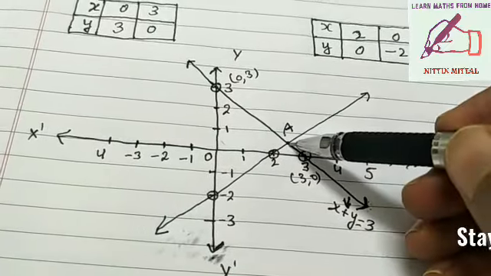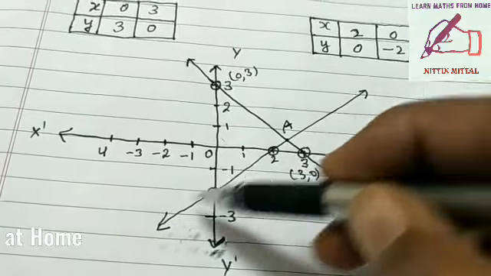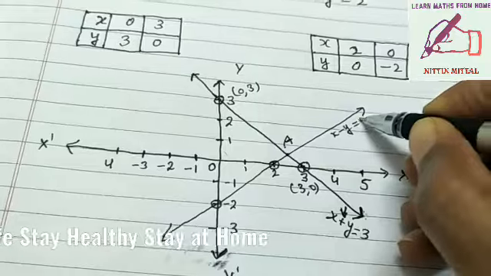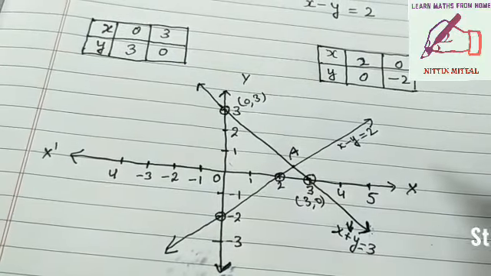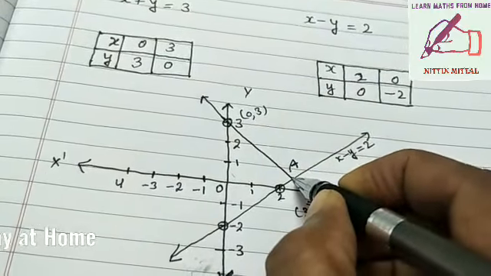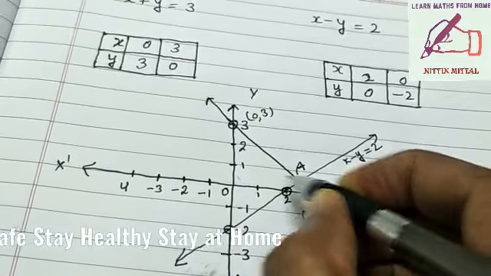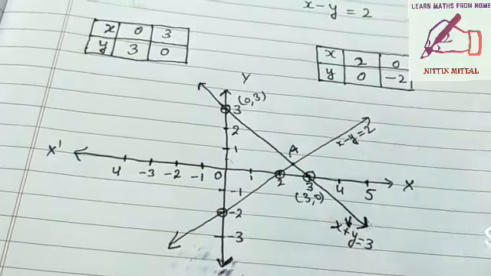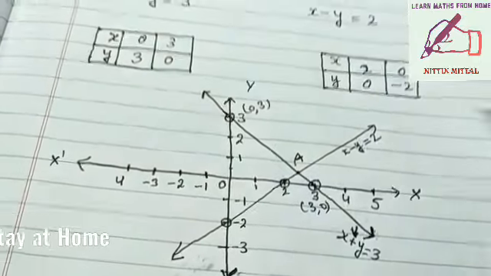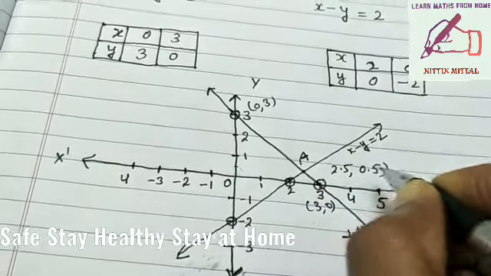So this point A lies on this line, so it is a solution of x plus y equal to 3, and it lies on the other equation line also, so it is a solution of x minus y equal to 2. I hope you understand. So we will see what the point is here. If you see, x is 2.5 here, right? When lines are already drawn in the Cartesian plane, it will be very easy for you to see the solution. So at point A you will find x is 2.5 and y is 0.5.